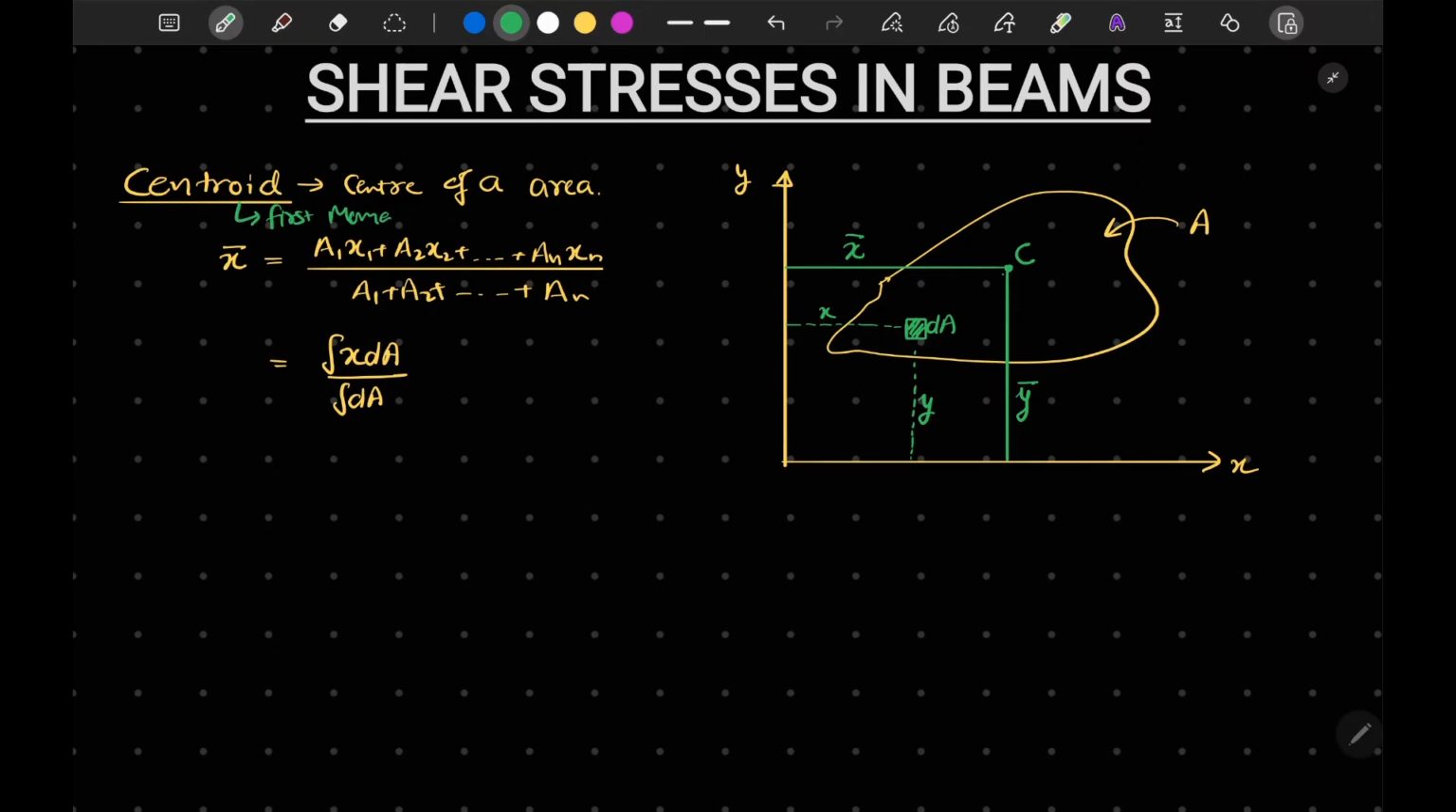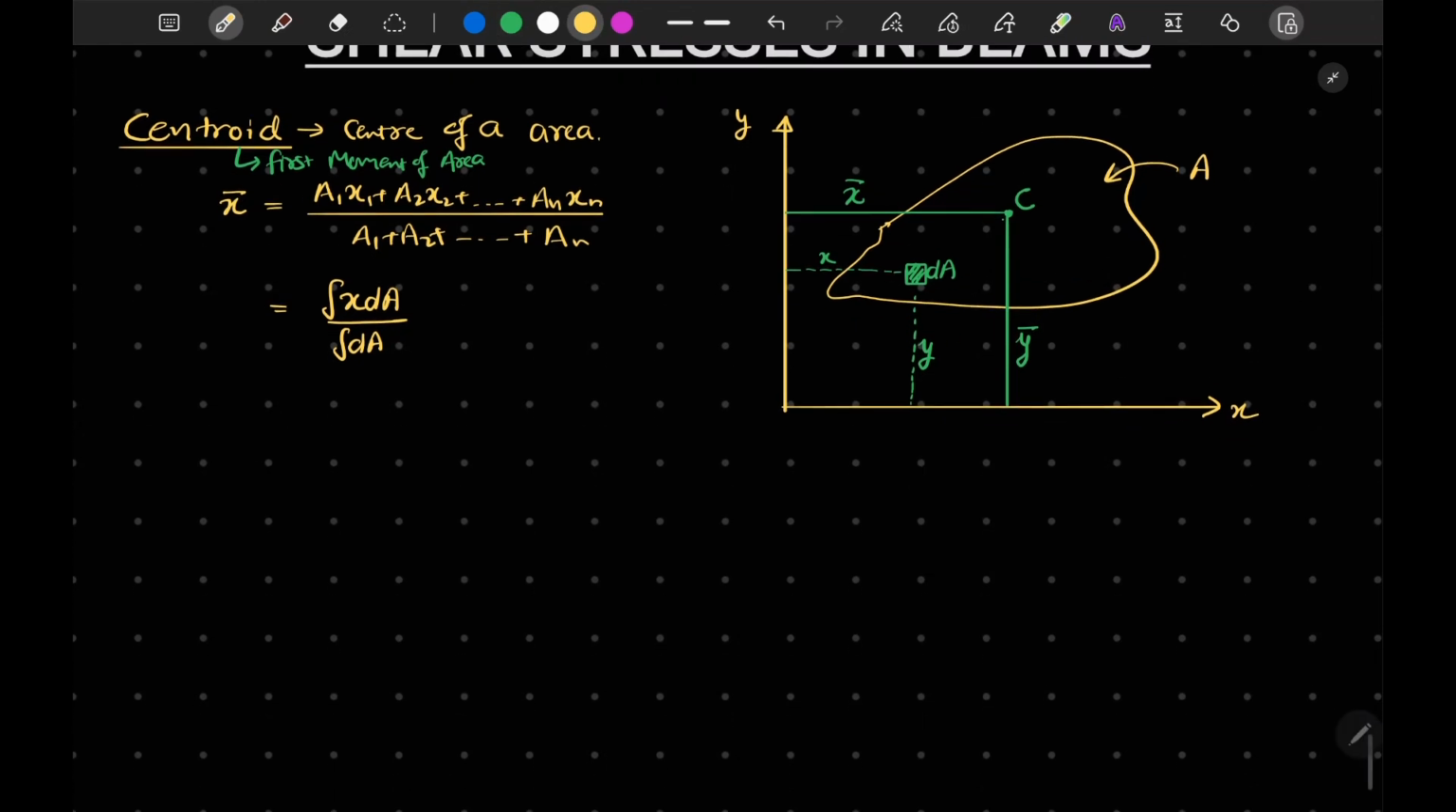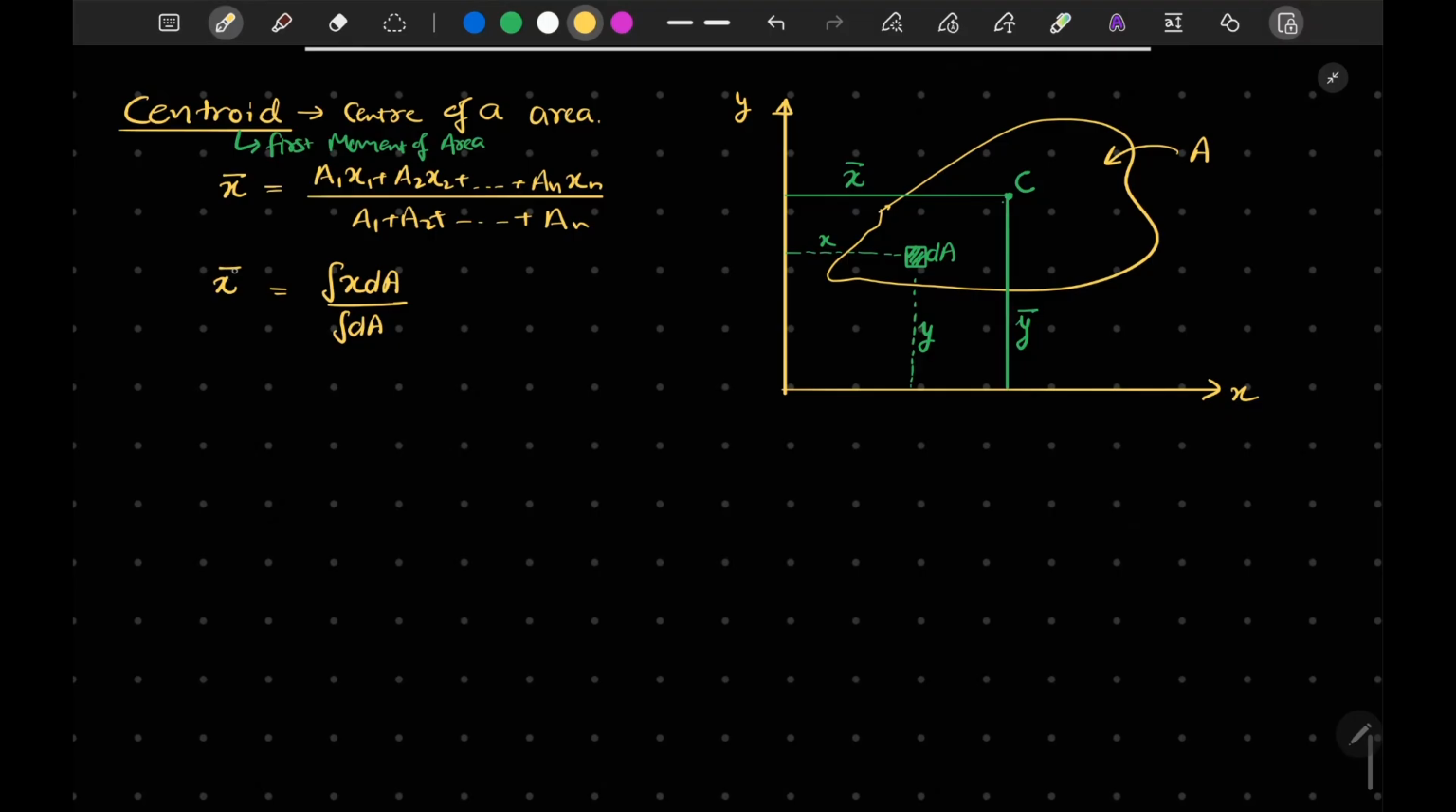First moment of area. I won't be entering into the derivation for this value of x bar. You can refer to a book if you want to see how x bar and y bar are defined. This is a very simple derivation, and similarly I can write y bar is equal to a1 y1 plus a2 y2 up to an yn.